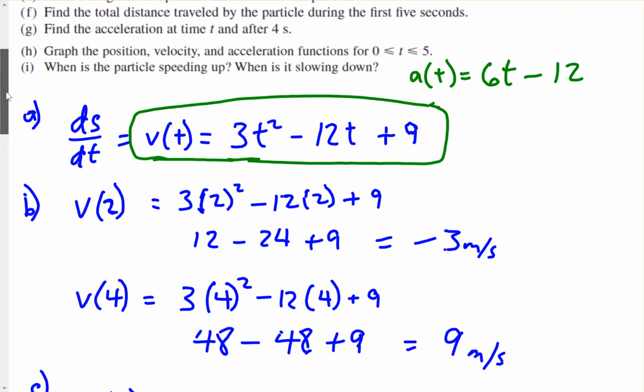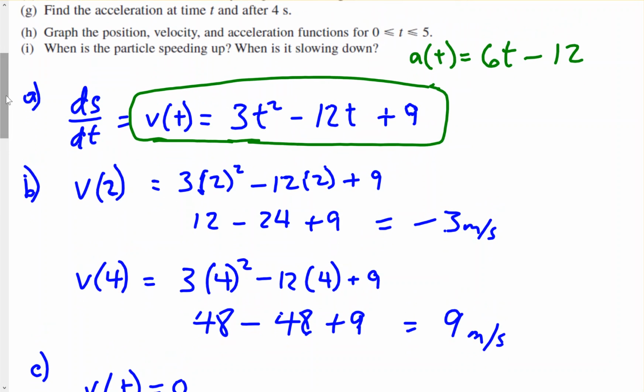And then after 4 seconds, so then we would do a of 4, 6 times 4 minus 12. So 24 minus 12, so we get 12 meters. And then the units will be seconds squared. Right, so 12 meters per second squared.